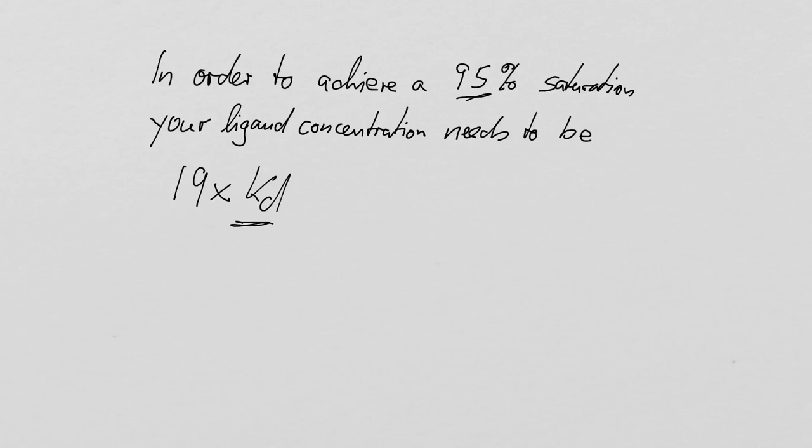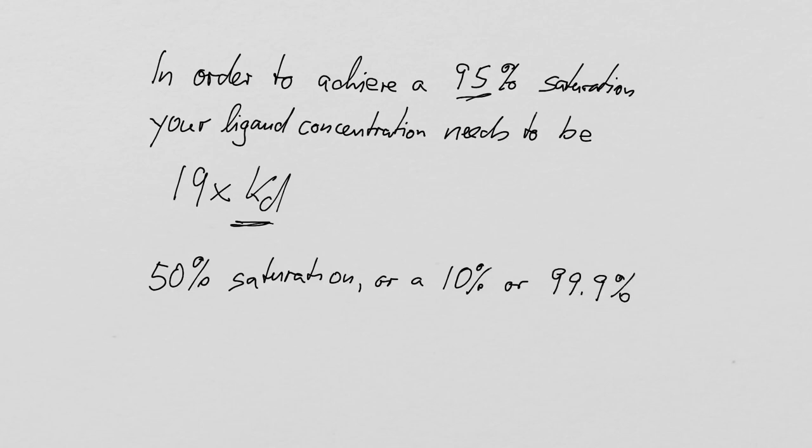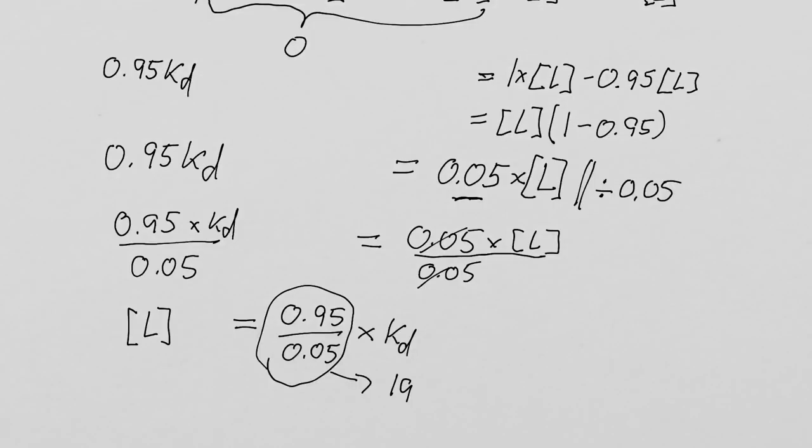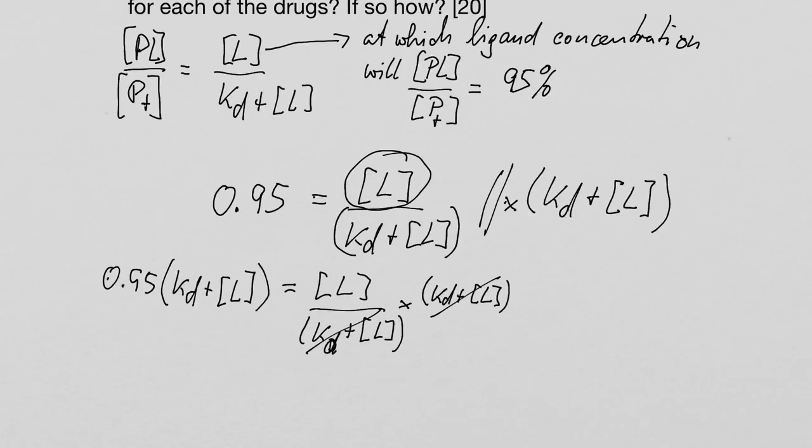And basically, you can use exactly the same calculation if you want, for example, a 50% saturation or a 10% or whatever you basically want, 99.9%. You just simply set up this equation with the right numbers. So instead of 95%, if it was, say, 99%, you would have it as 0.99, and then solve this for the ligand. So I hope this makes sense, and thank you for watching.